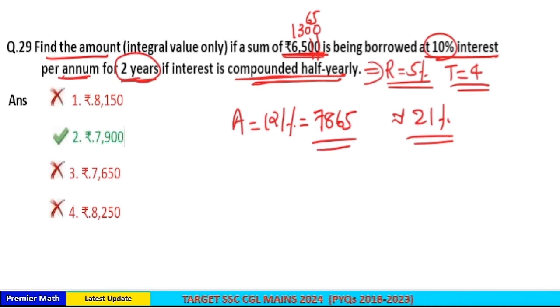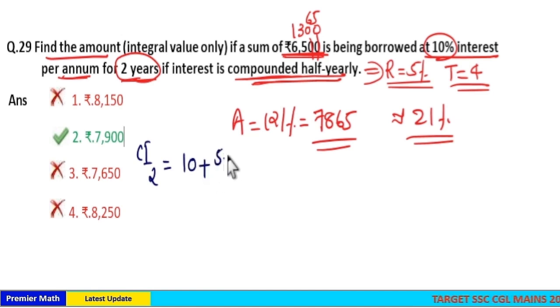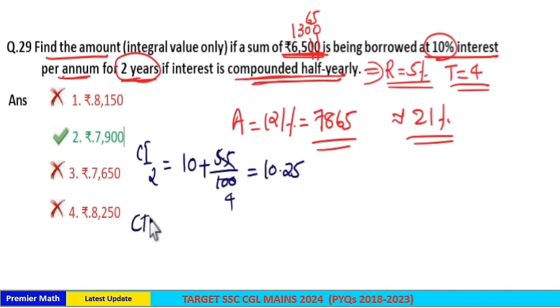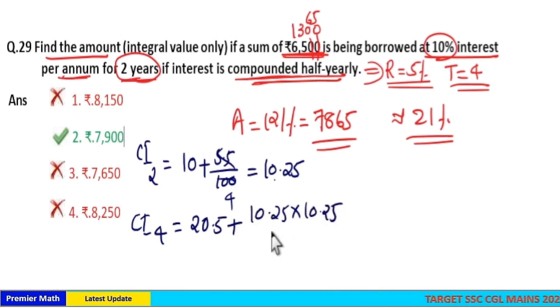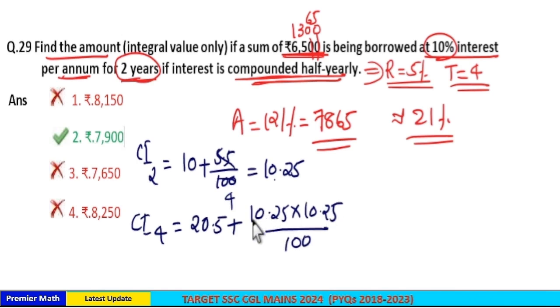Now if you want to calculate in a proper way, calculate using successive increment formula. Compound interest for 2 years is equal to 5 plus 5, 10. 10 plus 5 into 5 divided by 100, which is equal to 10.25. Then compound interest for 4 years is equal to 10.25 plus 10.25 is equal to 20.5. 20.5 plus 10.25 into 10.25 divided by 100. Consider it as 10 into 10. Ignore 0.25.